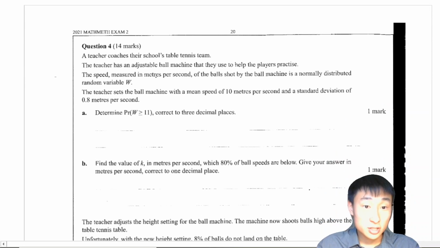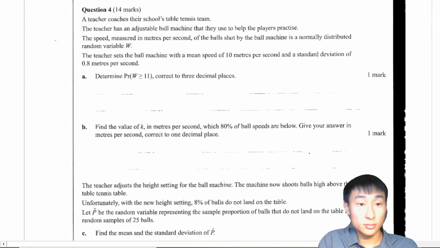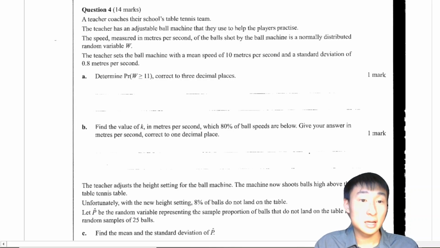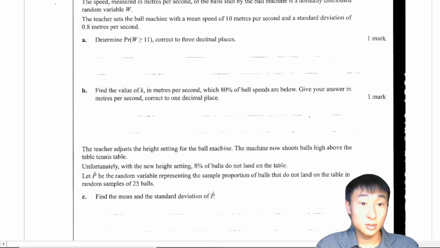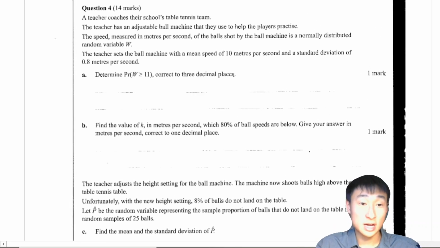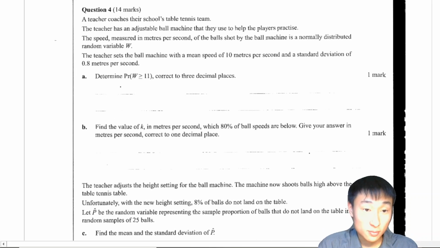Cool. A teacher coaches their school's table tennis team. The teacher has an adjustable ball machine that they use to help the players practice. The speed, measured in meters per second, of the balls shot by the ball machine is a normally distributed random variable. The teacher sets the ball machine with a mean speed of 10 meters per second and a standard deviation of 0.8 meters per second. Okay, so determine the probability W is larger than or equal to 11.